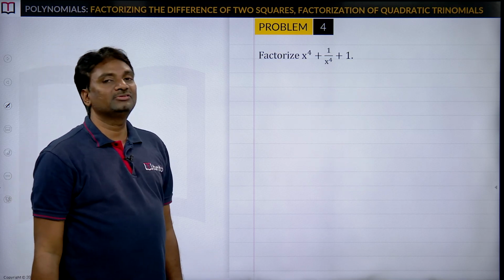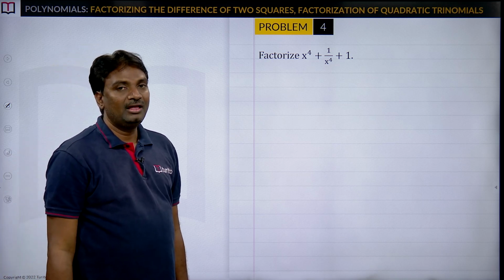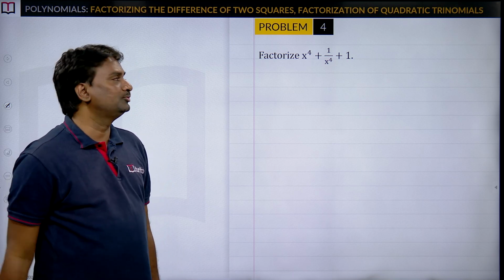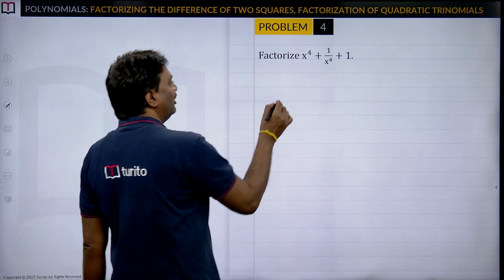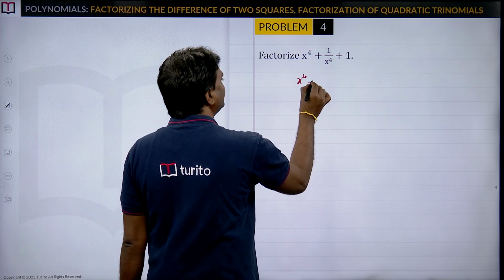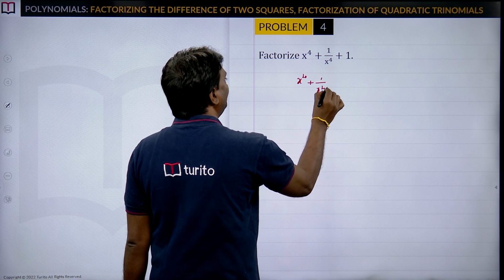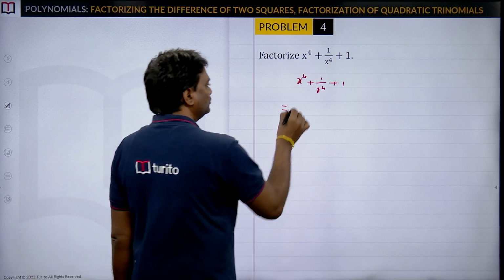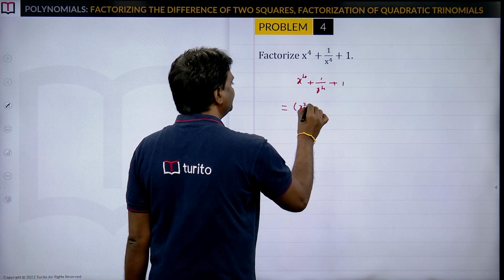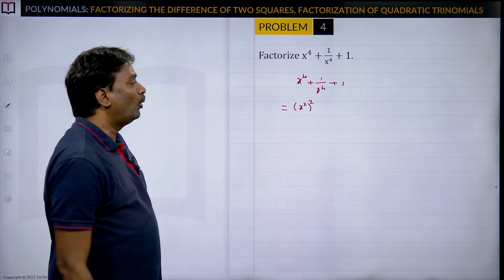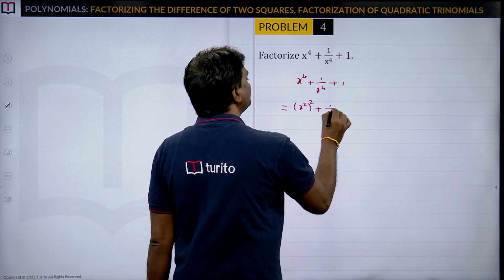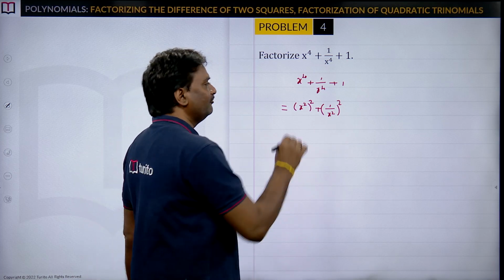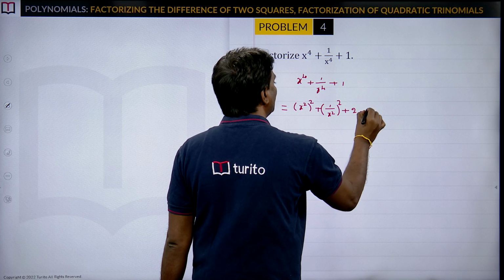Factorize x power 4 plus 1 by x power 4 plus 1. First of all, we have to express the given polynomial as the difference of two squares. So, by adding and subtracting, first of all the given polynomial is x power 4 plus 1 by x power 4 plus 1. Let us add and subtract 1. So, first we can write x power 4 as x square whole square. 1 by x power 4 can be written as 1 by x square whole square. By adding and subtracting 1, 1 plus 1, 2 minus 1.